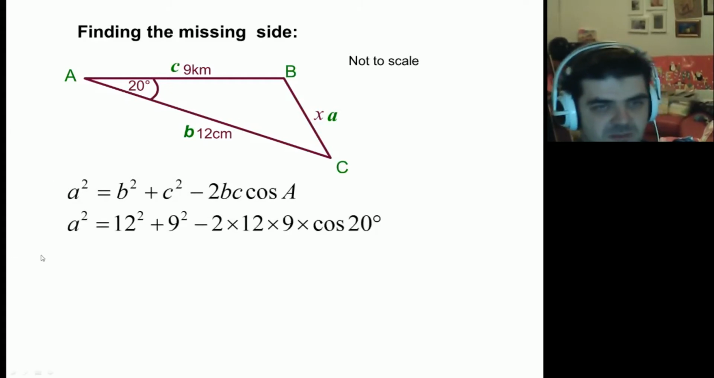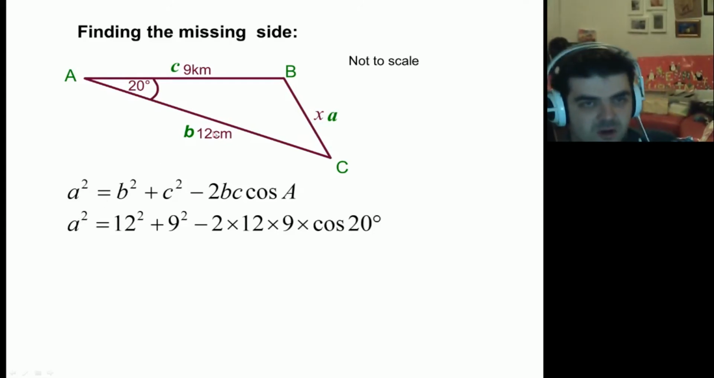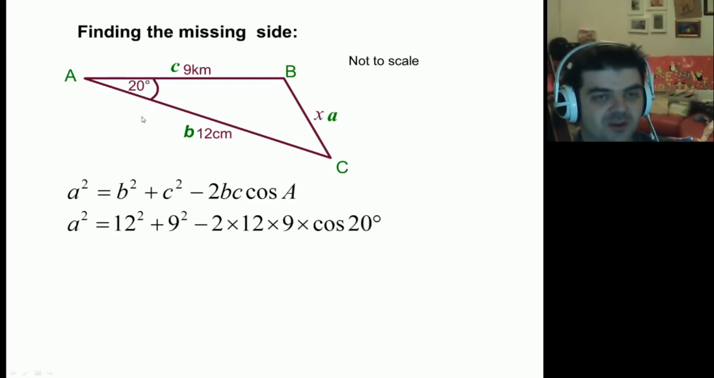A squared, that should actually be x squared really, because we're replacing the A for the x. B squared is 12 squared plus 9 squared minus 2 times 12 times 9 cos of the angle 20. When you're doing this, be careful. Modern calculators might be able to handle this bit alright if you put it in just as one bit first, but I would generally do minus 2 times 12 times 9 times cos 20, and then add on your 12 squared plus your 9 squared.